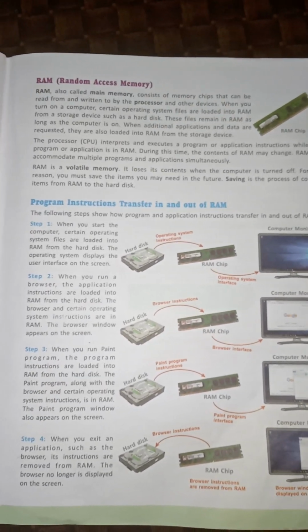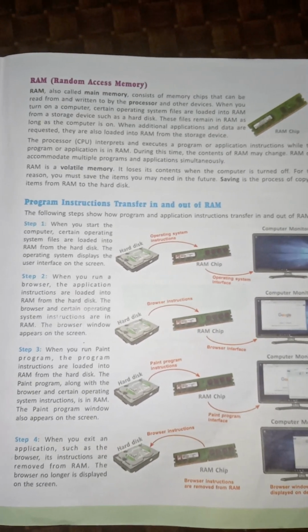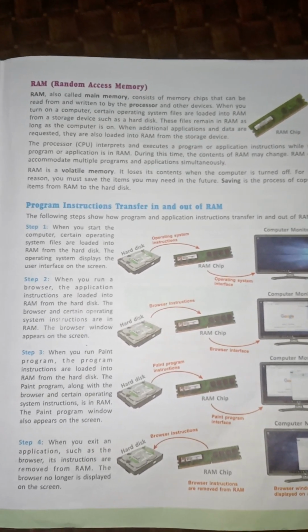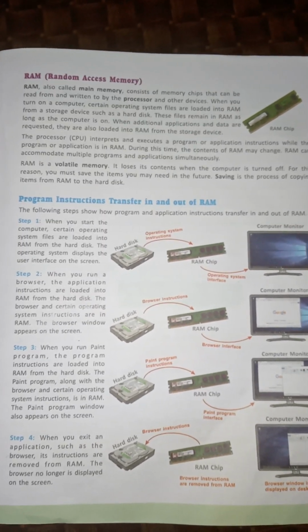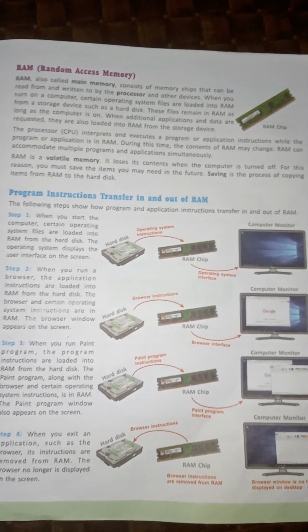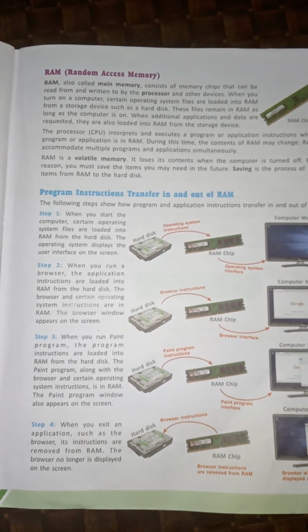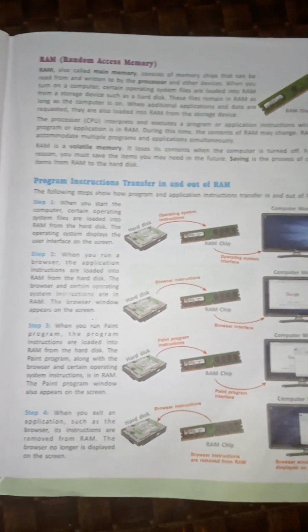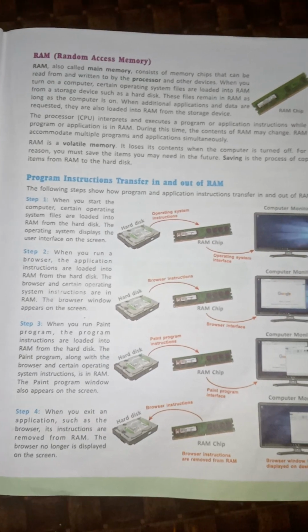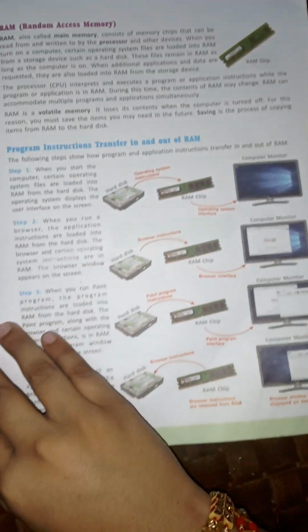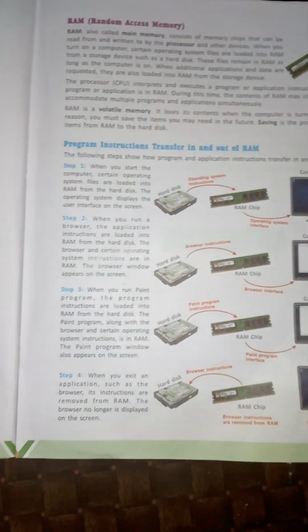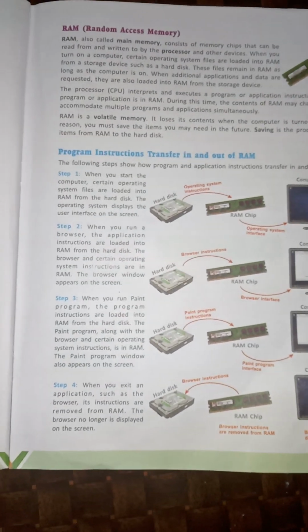RAM can accommodate multiple programs and applications simultaneously. RAM is a volatile memory. It loses its contents when the computer is turned off. For this reason, you must save the items you may need in the future. Saving is the process of copying items from RAM to the hard disk. Program instructions transfer in and out of RAM.